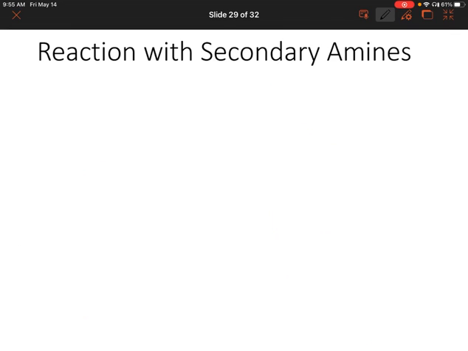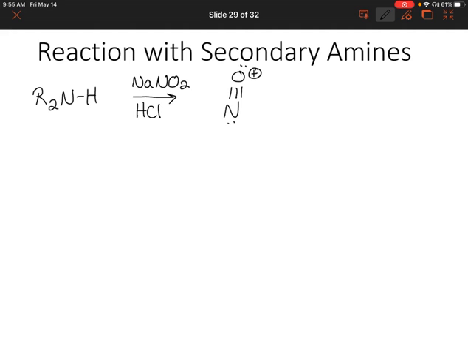Okay, so let's look at what happens if we try to perform the same reaction with a secondary amine. All right, so we'll react our secondary amine with sodium nitrite and hydrochloric acid. So we end up forming that nitrosonium ion again with a chloride ion balancing the charge. And now we're going to react this with our secondary amine. So the nitrogen from our amine is going to attack the nitrogen in the nitrosonium ion, which will move electrons up to oxygen, just like we saw before.